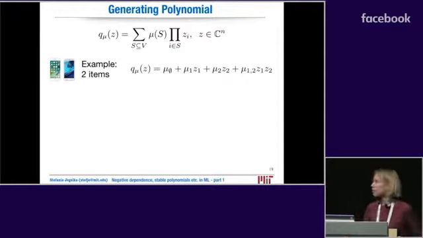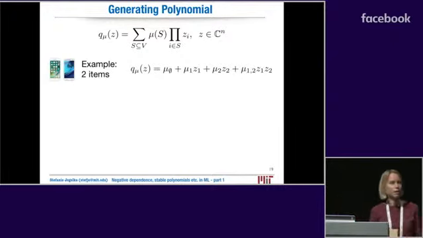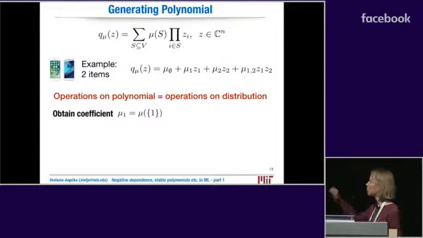So this is the generating polynomial. Now the interesting thing is that operations I can do on this polynomial directly translate into operations I can do in my distribution and vice versa. And that can be very helpful. To give you a little bit of an idea how this works, let me show you 2 examples of this. The first one is we just want to obtain a coefficient of this polynomial.